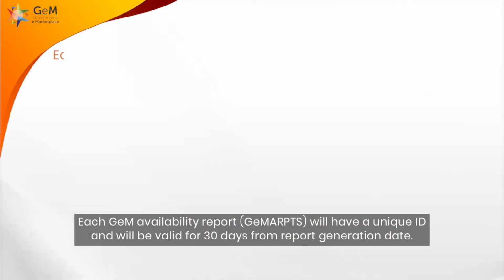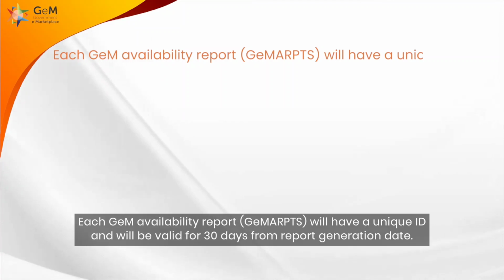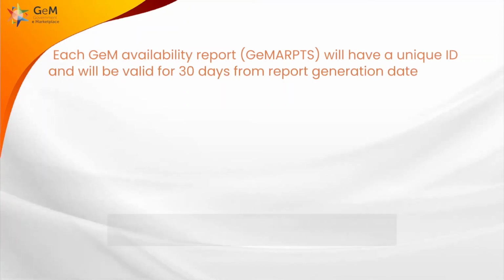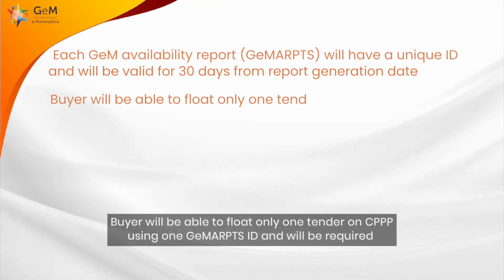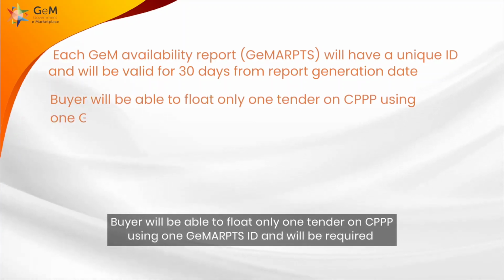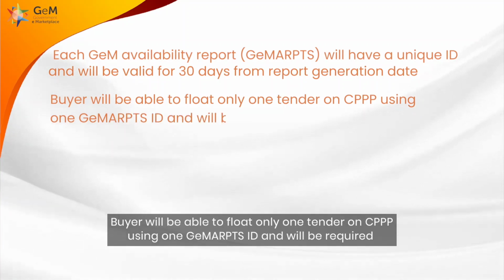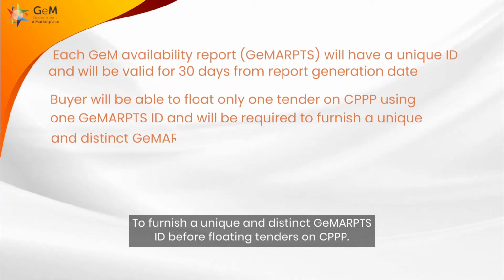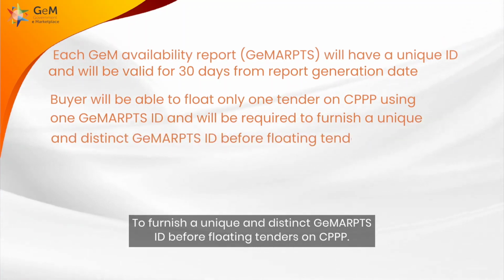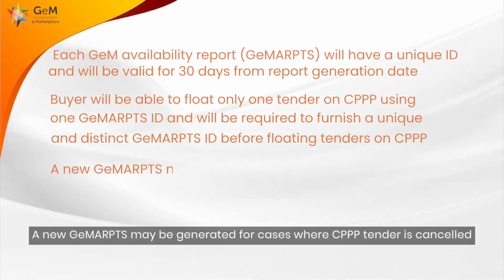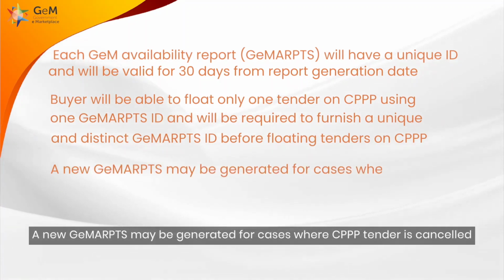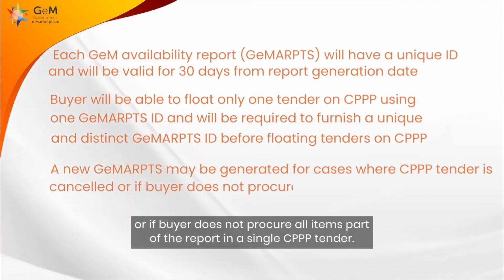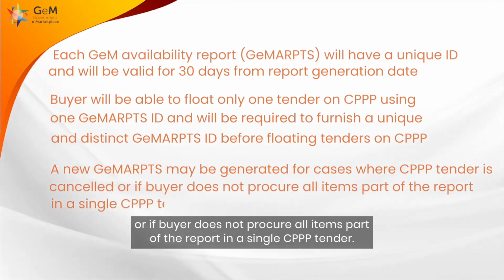Each GEM Availability Report, GEM ARPTS, will have a unique ID and will be valid for 30 days from the report generation date. A buyer will be able to float only one tender on CPPP using one GEM ARPTS ID and will be required to furnish a unique and distinct GEM ARPTS ID before floating a tender on CPPP. A new GEM ARPTS may be generated for cases where the CPPP tender is cancelled or if the buyer does not procure all items part of the report in a single CPPP tender.